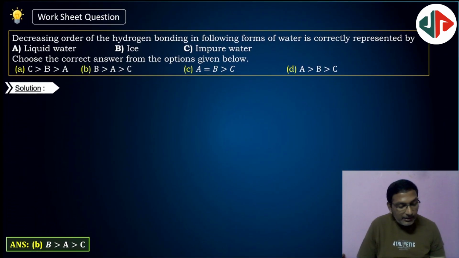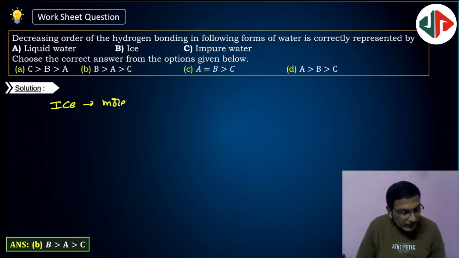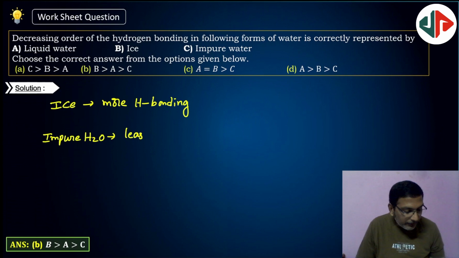So decreasing order of hydrogen bonding in the following: liquid water, ice, and impure water. Clearly, first ice, more hydrogen bonding. Next, impure water, least hydrogen bonding.